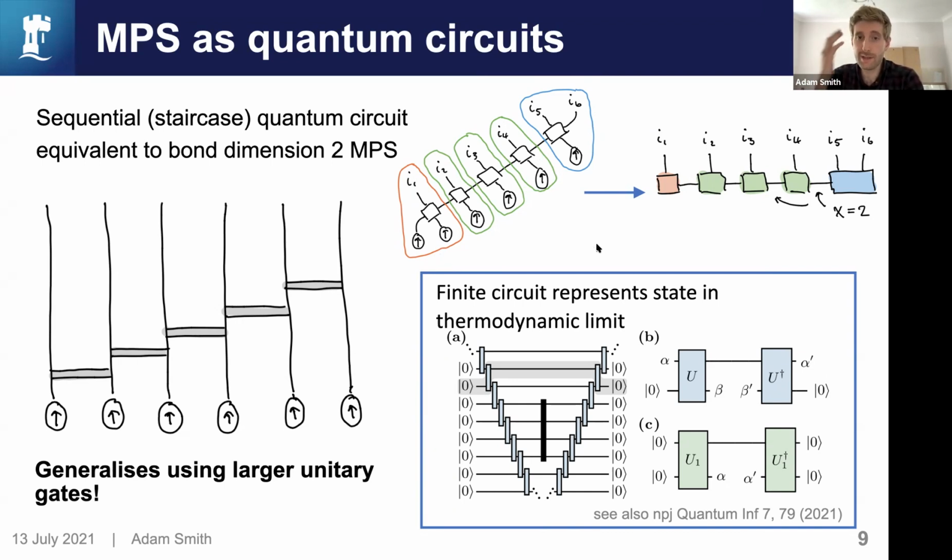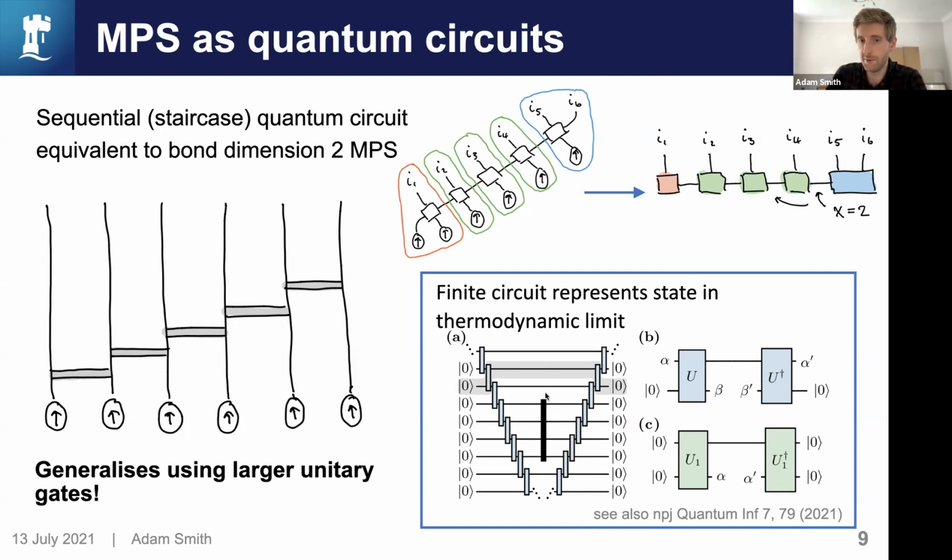And with this connection to MPS in mind, you can use some of the insights from MPS, and we can represent states in the thermodynamic limit as well. Okay, so we have infinite MPS. We can also do this with quantum circuits. And yeah, this picture basically shows you how this works.